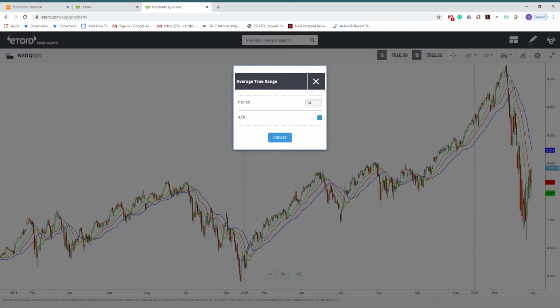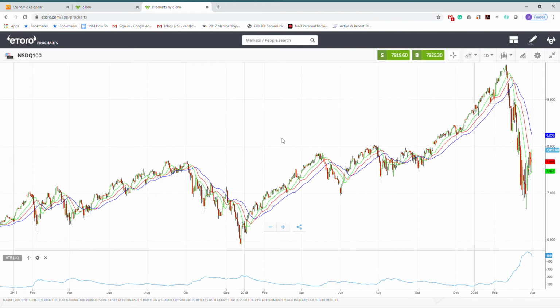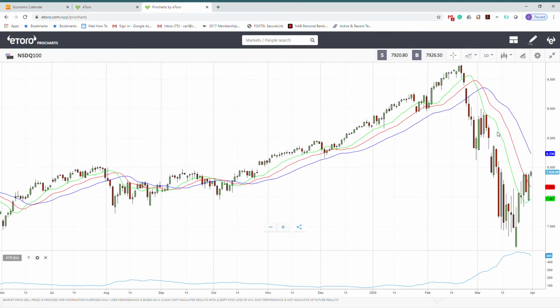The look back period to use for ATR can be set to any number, and it is at the trader's discretion. However, 14 days is most common on daily charts. So let's create. Okay, so this is the ATR indicator. As you can see, we are on the daily chart for Nasdaq.